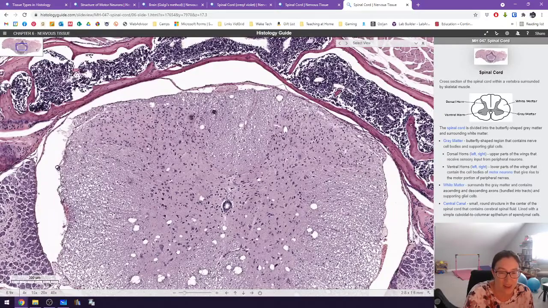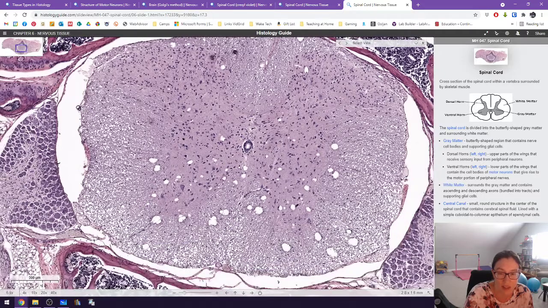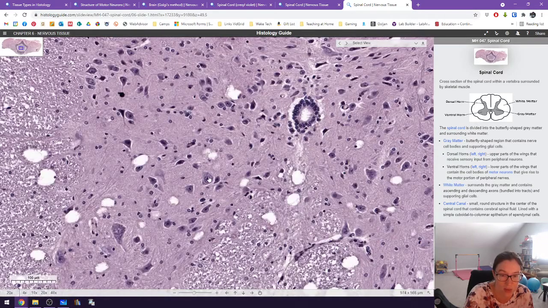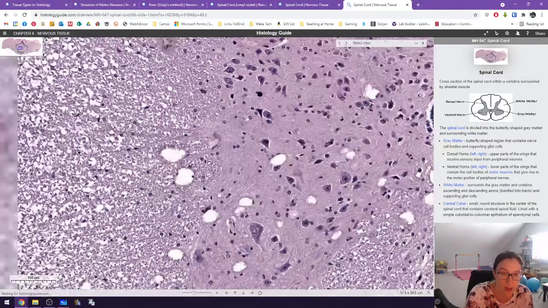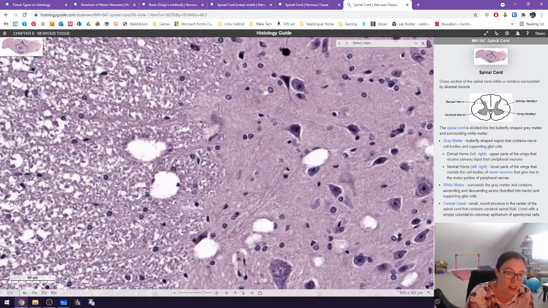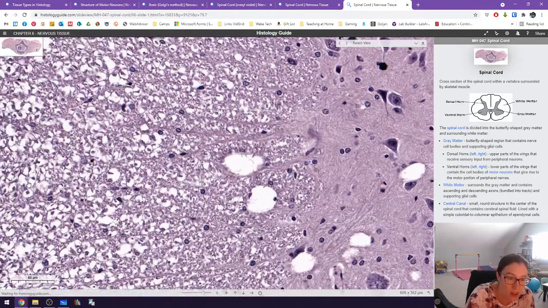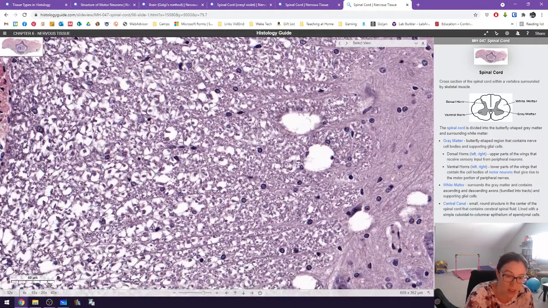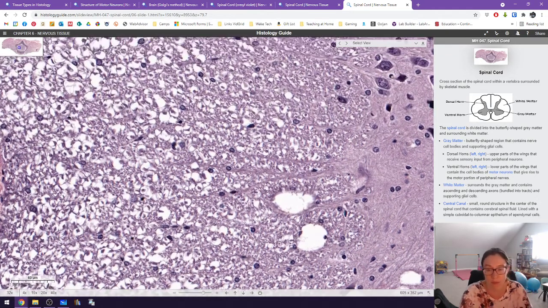But for now, we're going to focus mostly on this nervous tissue. This butterfly shape here in the middle is the gray matter, and the gray matter is going to house the neurons. So we can see the neurons here with their Nissl substance. And over here, remember I said this is the white matter, and it's made of myelinated axons. You can see how all of these little open areas are where the myelin sheaths would be going around the axons. They're lipid filled and they don't stain very well. So that's the myelin sheath with the axon in the middle, and that's the white matter.